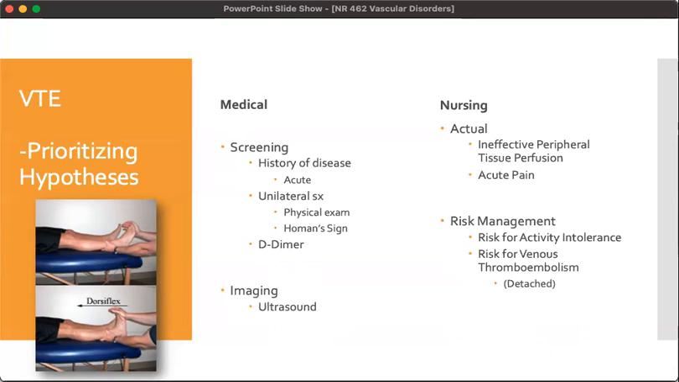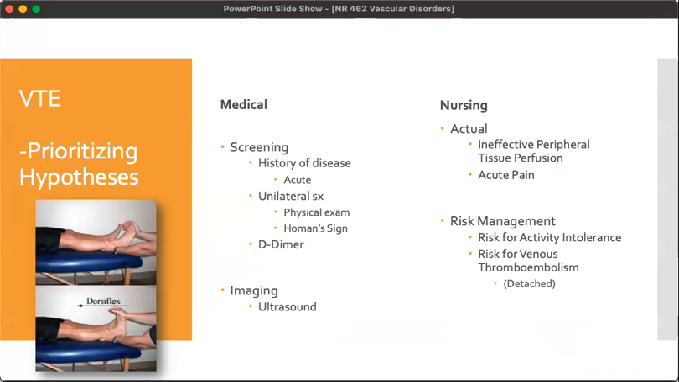And we skipped over one of these, a Hohmann sign. Hohmann sign is what's being pictured right here on the slide. So it's where you support the back of the patient's calf. You take their foot from plantarflex to dorsiflex, and you do it quickly, almost like a jerking movement. And if patients have a positive Hohmann sign, this is going to cause them severe pain.